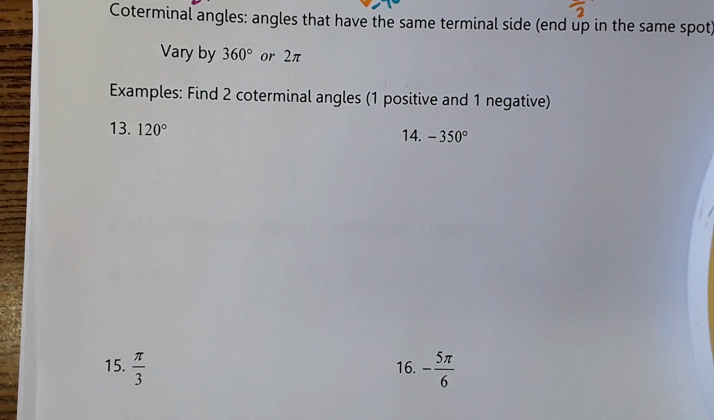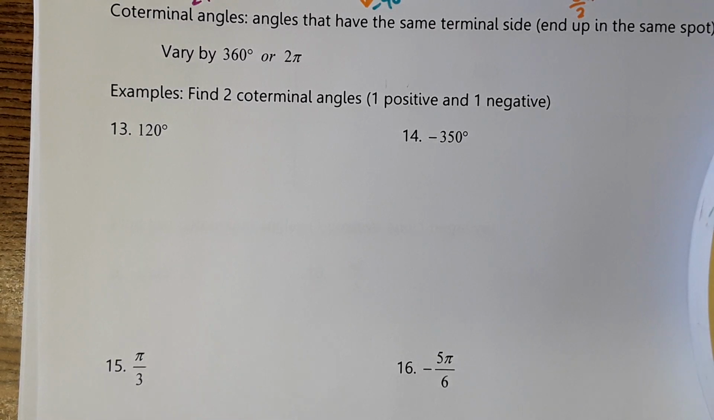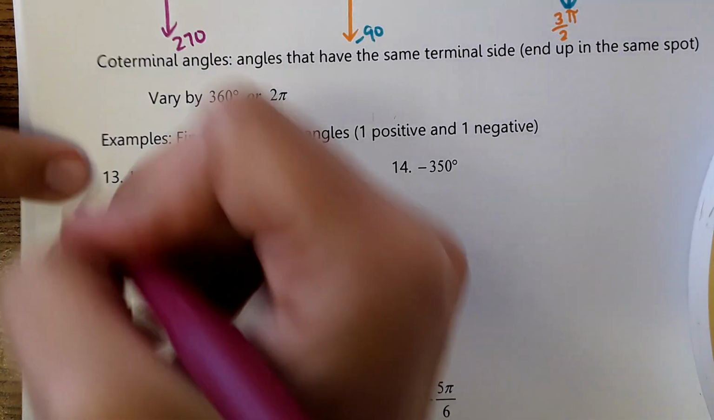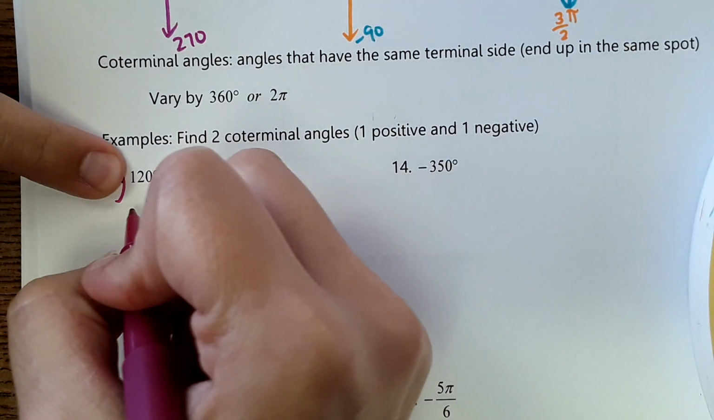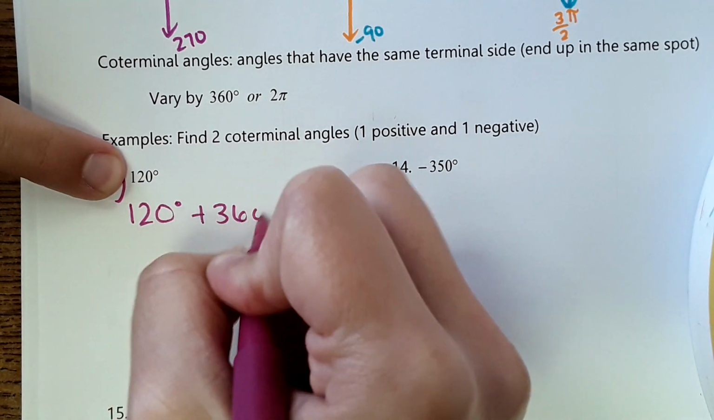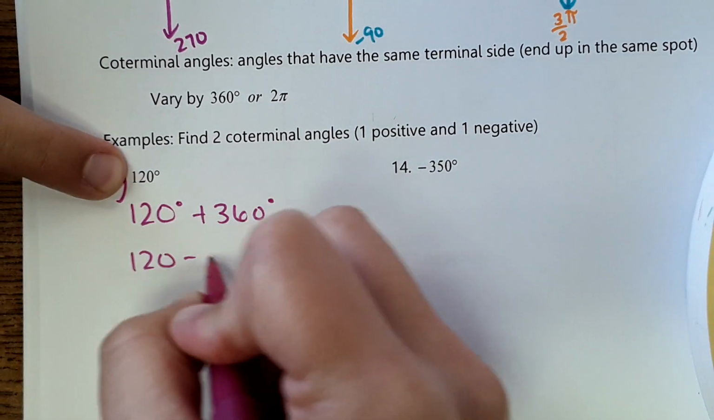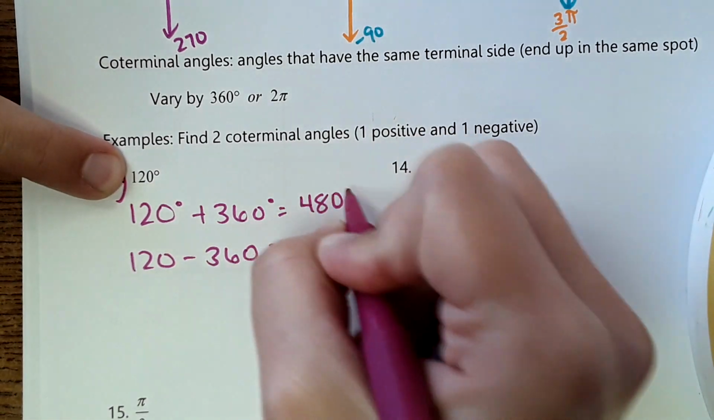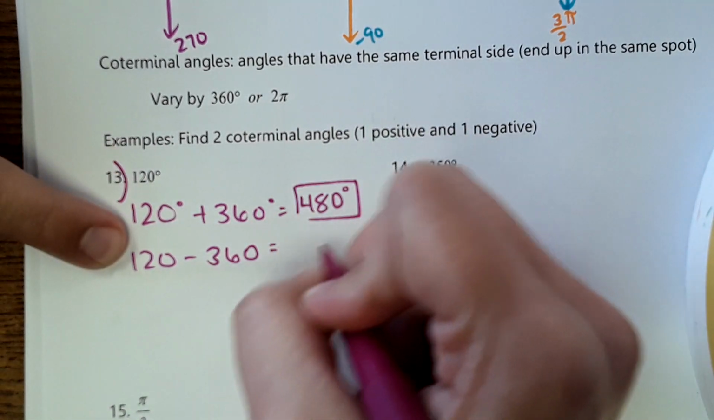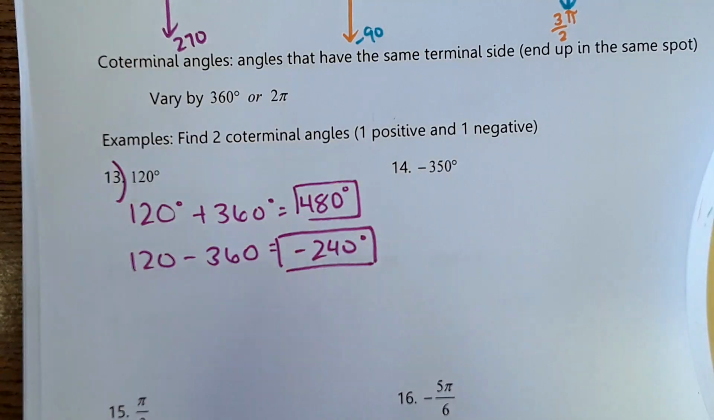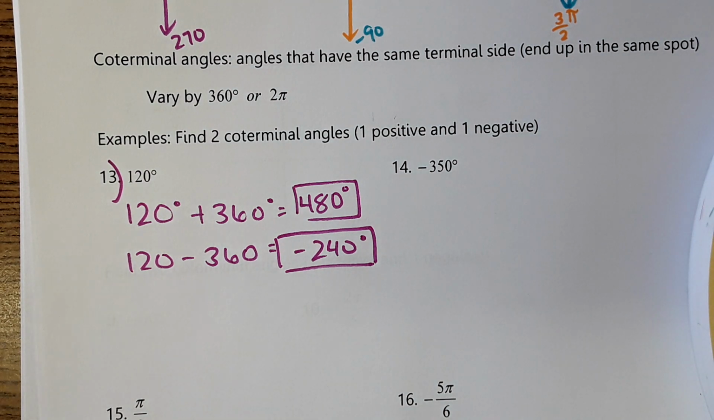Okay, coterminal angles. I'm going to teach the process of how to get the precise answer, and then I will explain what that answer really means. We're going to find 2 coterminal angles. What we do is we're just going to take 120 degrees, the angle they gave us, add 360 degrees, and then subtract 360 degrees. We get 480 degrees and negative 240. That's the process, and it is that simple.